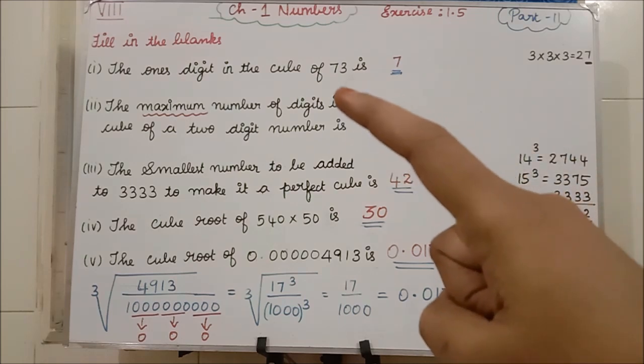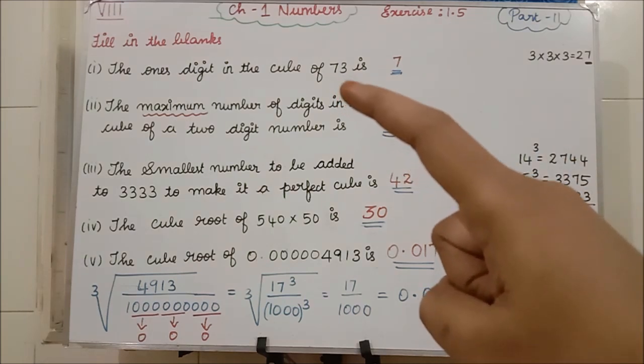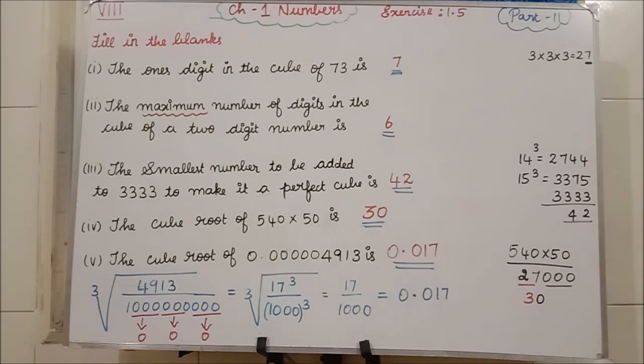For that, here you have 73, in that you cube the 3 alone for 3 times. If you are cubing 3 alone, 3 into 3 into 3, I am getting the answer 27. In this 27, in the ones place what number do we have? 7. So that 7 is your answer for the first question. Clear?